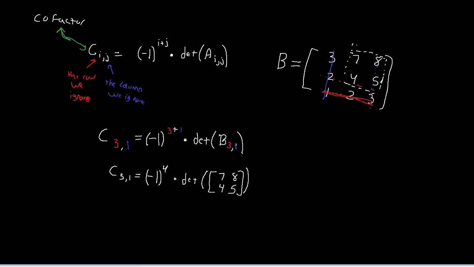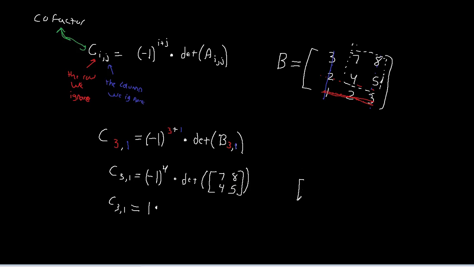So this is the matrix minor 3, 1 for B. If we do this, negative 1 to the 4th, because this is an even exponent, the negative becomes positive, so this becomes 1, times the determinant of [7, 8; 4, 5].